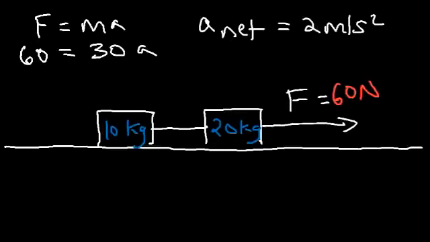Because these two objects are attached by a rope, if the 20 kilogram object moves with an acceleration of 2 meters per second squared, the 10 kilogram object must accelerate at the same rate because they're attached to the same rope. And so they're going to move at the same speed along this horizontal surface. Now let's focus on the 20 kilogram block. Let's isolate it.